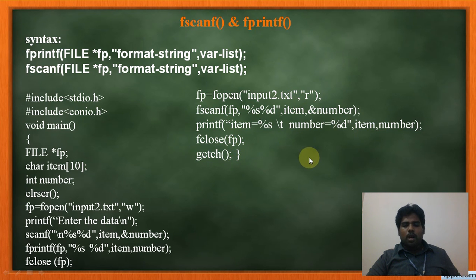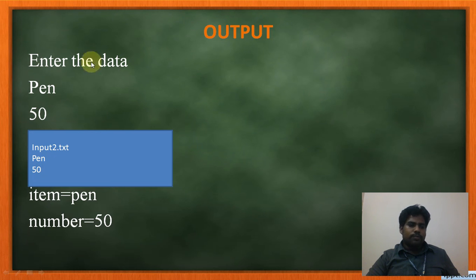Now see how the output looks. First, enter the data. So you are giving two data, pen and 50. For example, this is the file input.txt. Like that, one file is open. Inside the file, pen and 50, two data are there. It was written by fprintf. Again using fscanf, you are getting the data and printing it in the output stream.